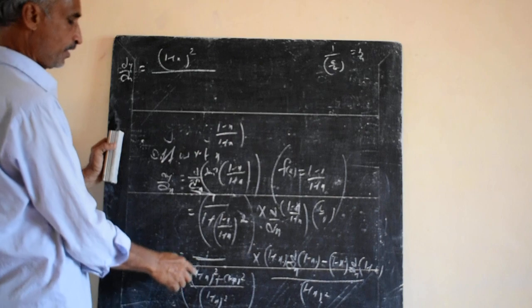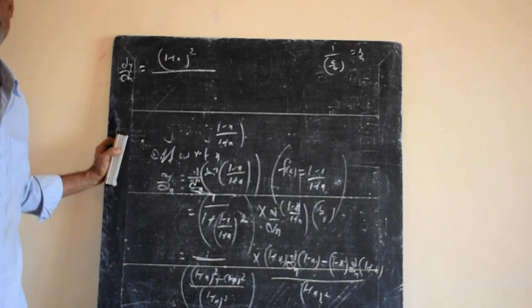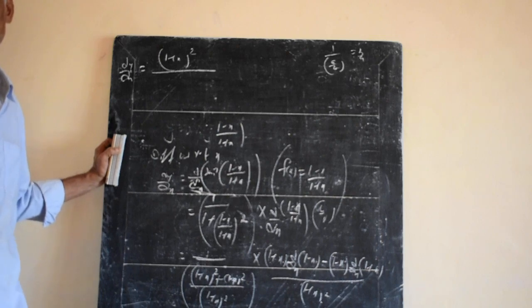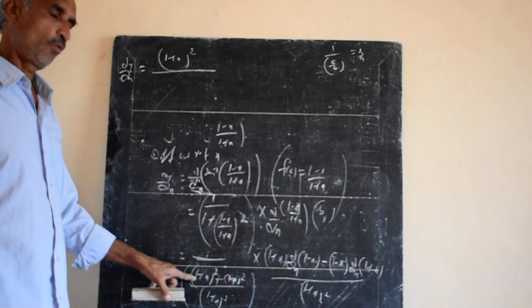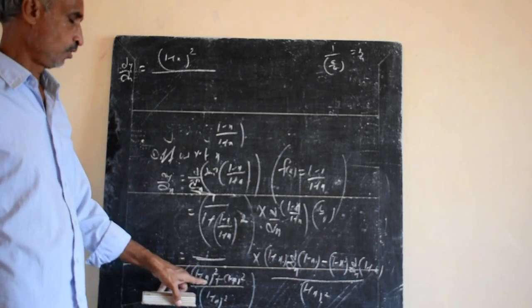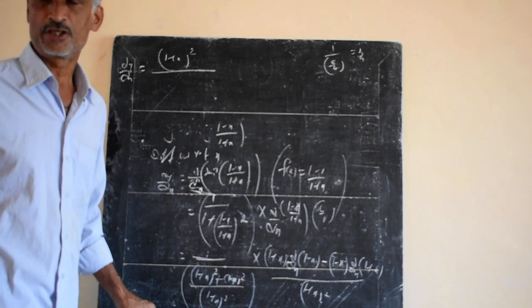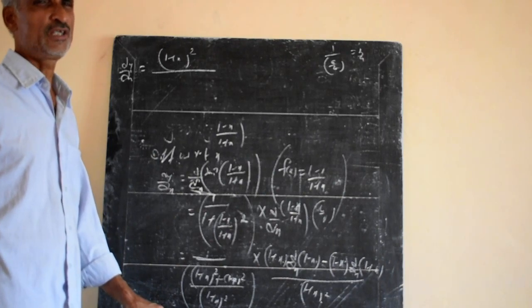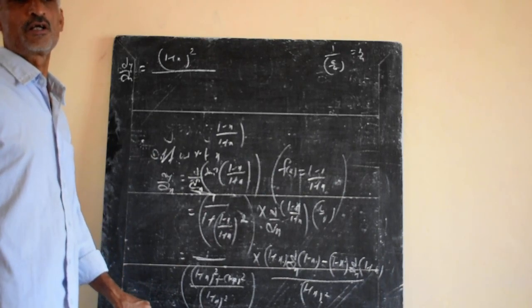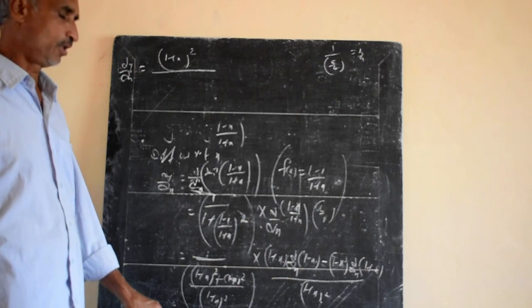Here it is 1 plus x the whole square plus 1 minus x the whole square. Here is the formula: (a plus b) the whole square plus (a minus b) the whole square equals 2 times (a square plus b square). A shortcut formula. Otherwise you expand it: 1 square plus 2 into 1 into x, 2x, plus x square, that is (a plus b) the whole square. So such shortcut formulas you have to remember, otherwise it will be costly. It costs very much in your CET examination.